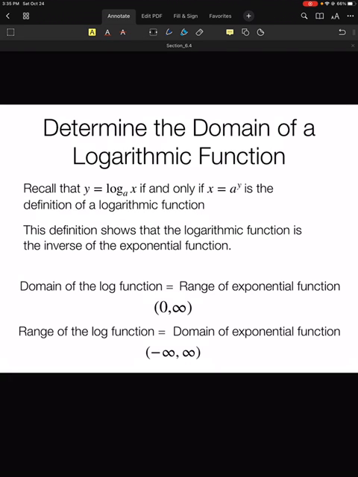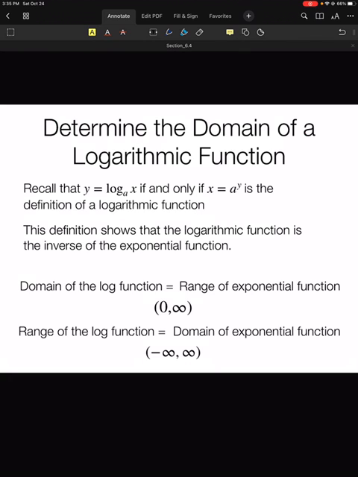If you'll recall, the domain and the range of an inverse function, although we didn't talk about this too much, so maybe it's not a recall, it's new information: the domain of the inverse function becomes the range of the regular function, and the range of the inverse function becomes the domain of the regular function. So your domain and range switch for the inverse version.